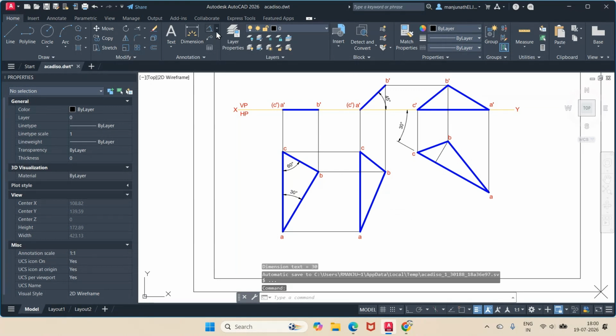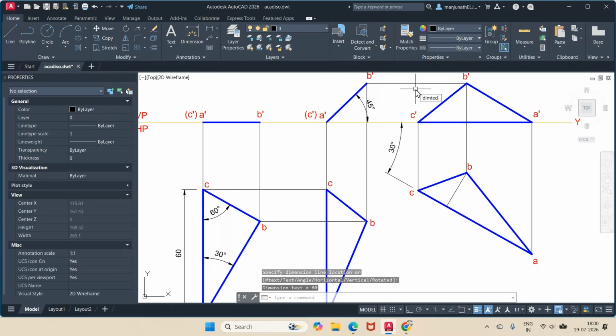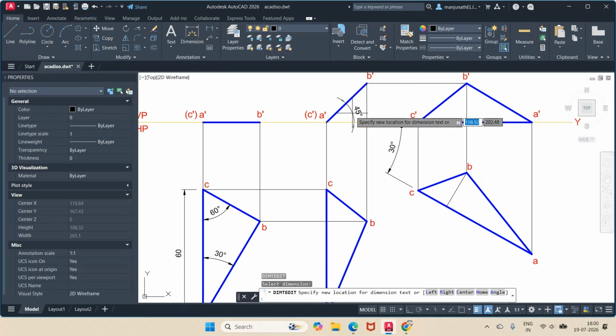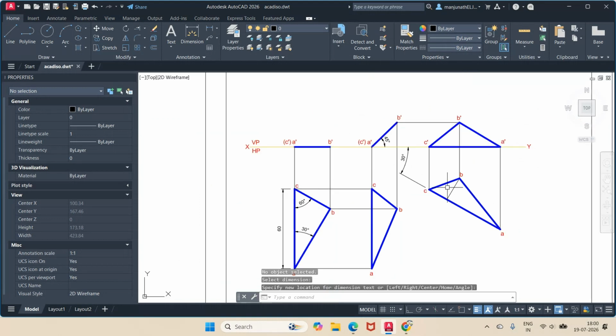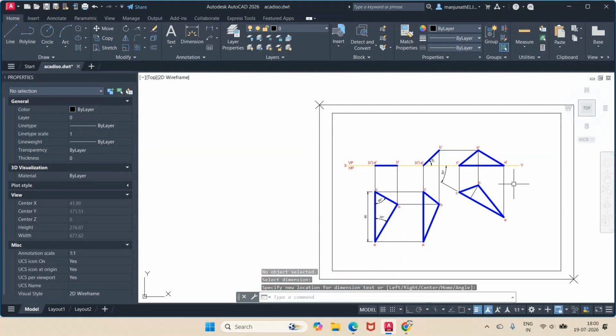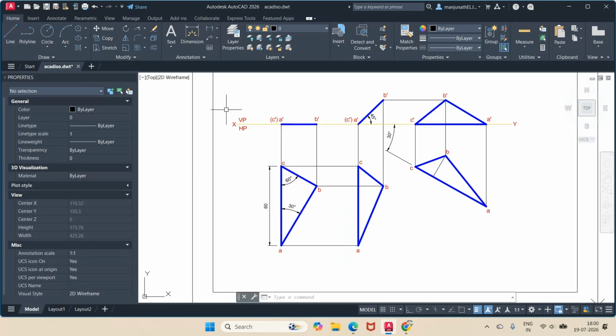And then go to linear dimension. Select this line and you give this dimension. So now once you do that, now we will come down to dim text edit dimension. Select this and you bring it here. Similarly, you take 30 degrees and bring it here. So this is how you will be able to create or draw the 60 degree, 30 degree set square having the longest side as 60 mm, by using the CAD software.